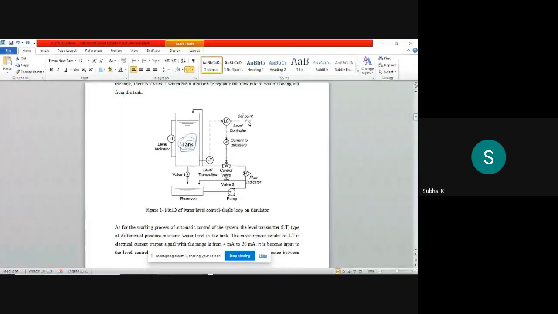The actual value, if it is very low, then I have to pump extra water from the reservoir. So if you assume the actual level is 0.6, and the set point is 0.9, that difference will be decided by the level controller, and then again it will be converted to pressure. That pressure will be conveyed to the control valve, and it will open, drawing more water from the reservoir. Then it will be filled into the tank. Understood the procedure of control?